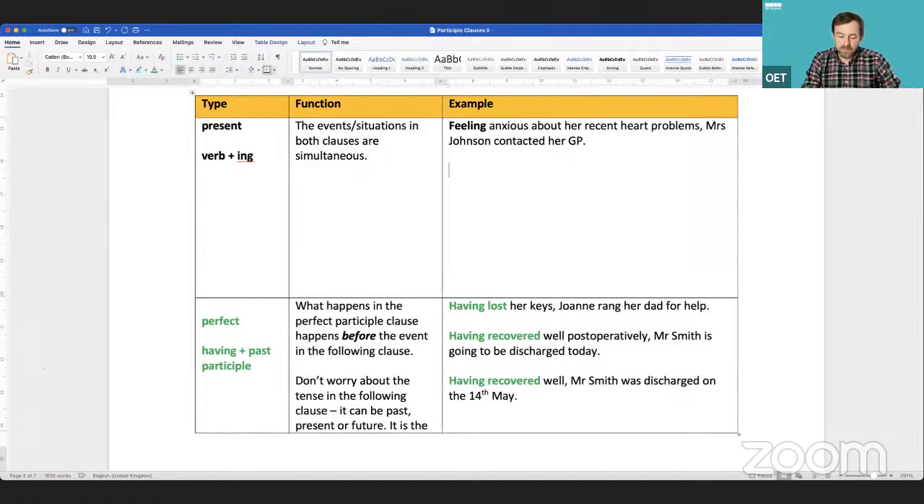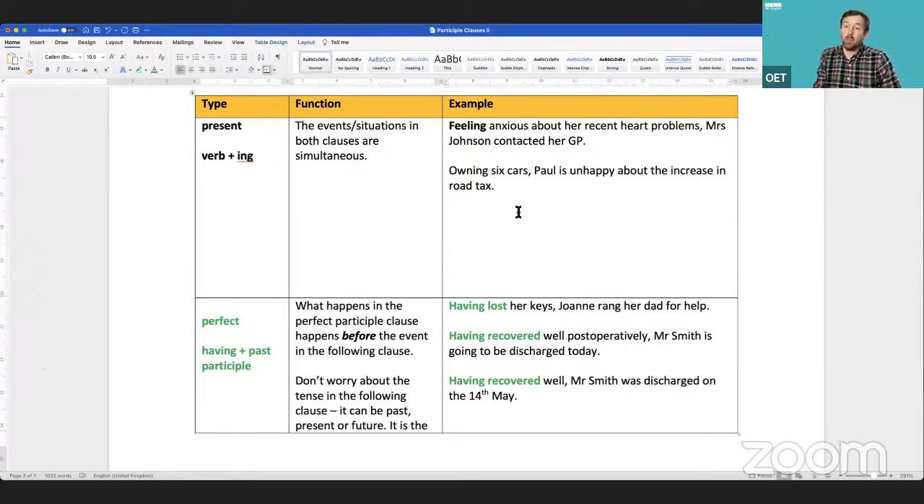How about this one? Let's do another example. Let's do a non-medical one. Owning 6 cars, Paul is unhappy about the increase in road tax.